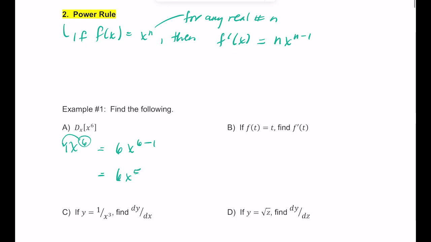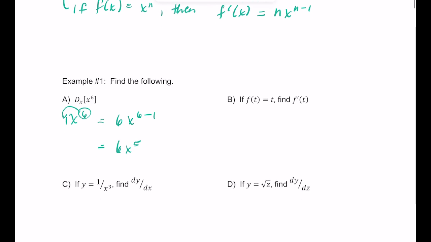In letter B, if f of t equals t, then find f prime of t. So again, the power of t is 1. So I'm just going to do 1 times 1, which is 1. And then I'm going to subtract 1. So that gives me t to the 0, and any non-zero number raised to the 0 power is 1.